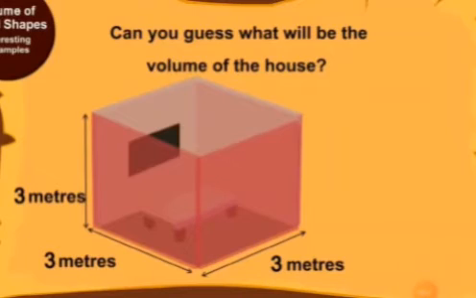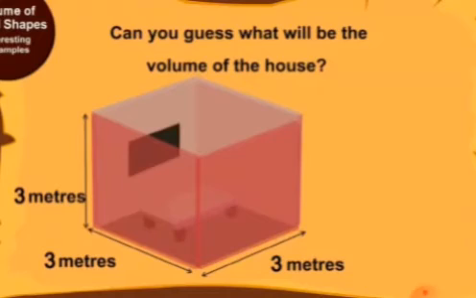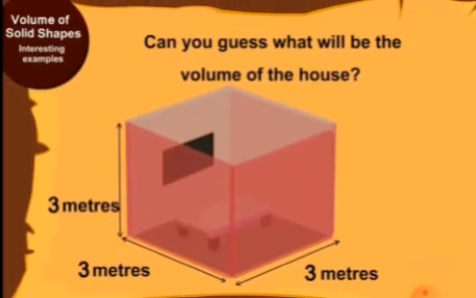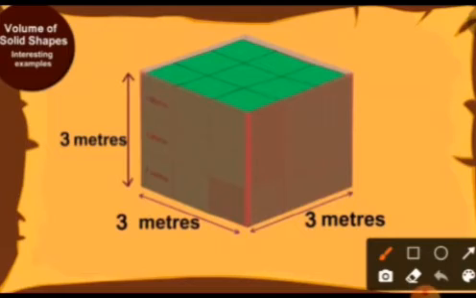Children, can you guess what will be the volume of the house? Here, 3 dimensions are given. Length is equal to 3 meters, breadth is equal to 3 meters, and height is also equal to 3 meters. So, let us find its volume. There is one formula to find out volume. It is V is equal to L into B into H.